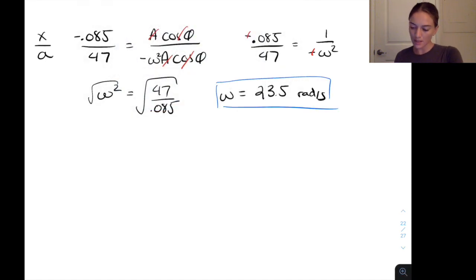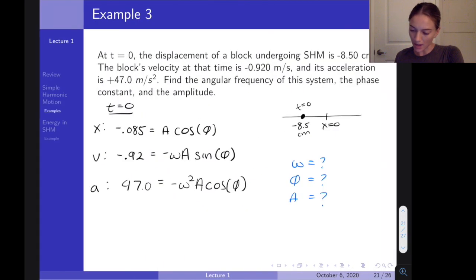All I did here was divide the equation for the position by the equation for the acceleration. That's a very common problem-solving technique in physics, especially when you have 3 or 4 different variables to solve for, and especially when you have trig functions. So, all right, we've got omega now.